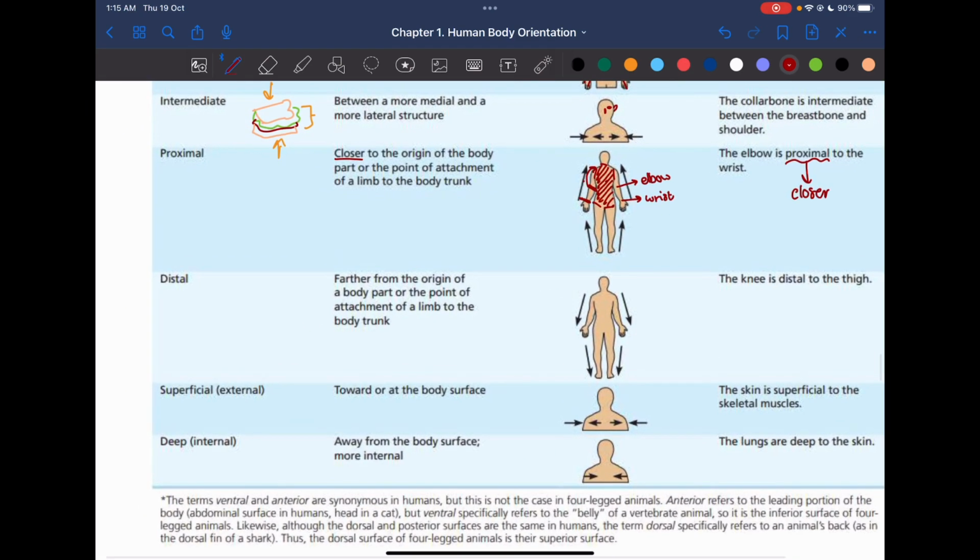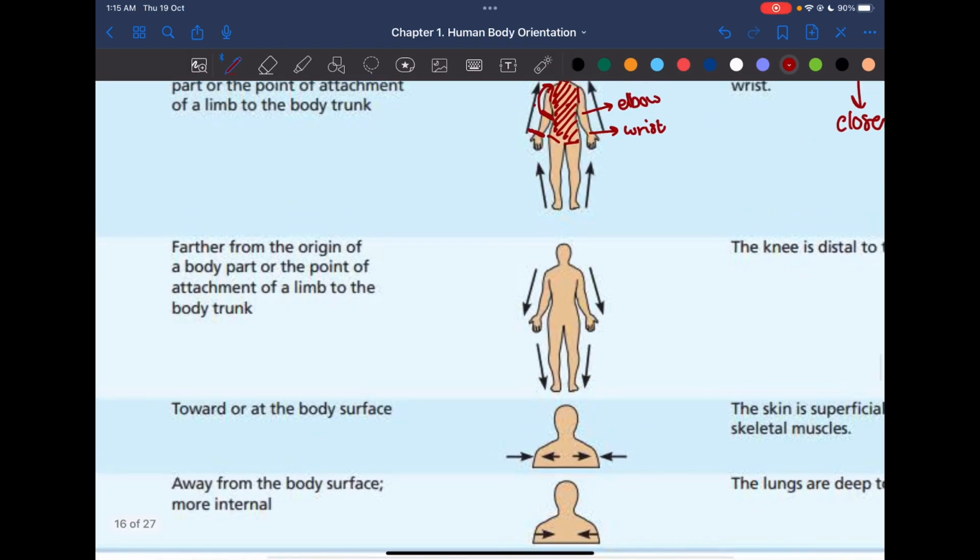Another thing is distal. Distal is obviously the opposite of proximal, which is farther from the origin of a body part or the point of attachment of a limb to the body trunk. As we said, the main part they're referring to here is the body trunk, which is this amazing part of your body.